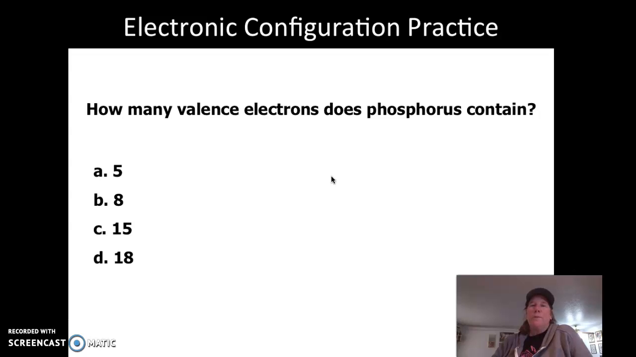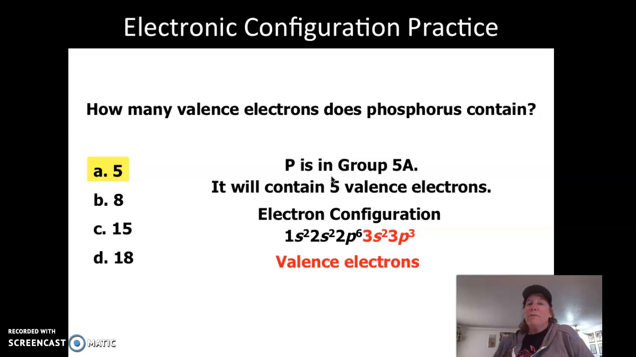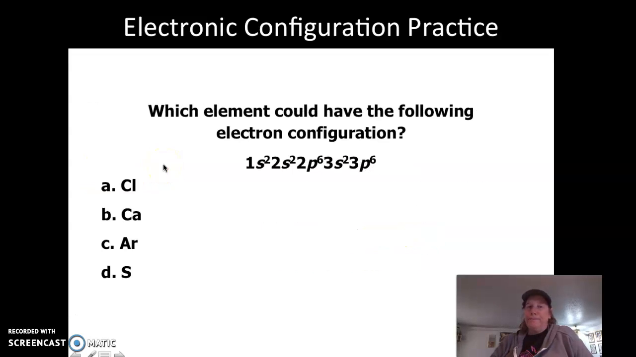Okay. So how many valence electrons does phosphorus have? Go to phosphorus. Phosphorus is in group 5. I'm looking at the periodic table. It's in 5A. It's in the 5th column, so it has 5. It's that simple. The max number for valence electrons is 8. You can't add more. If you did it from the configuration, you'd notice the S's and the P's. There's 5. Okay. All right.